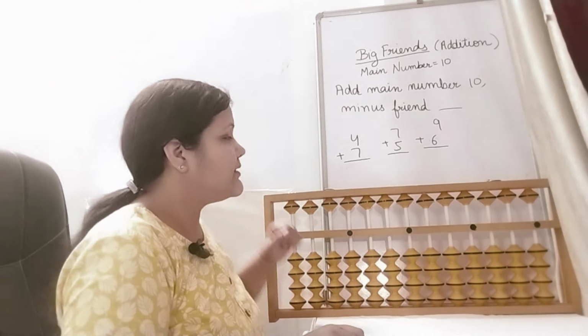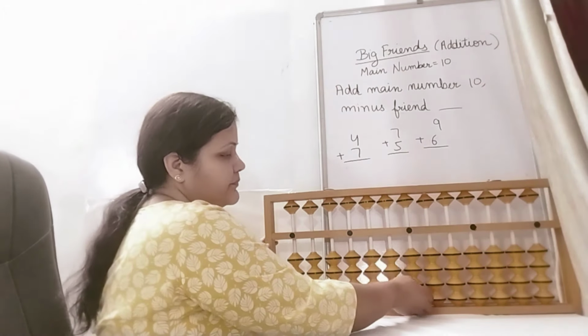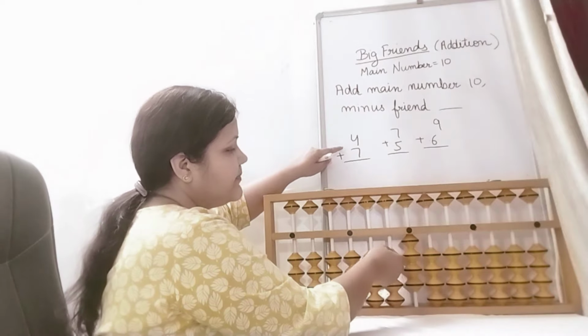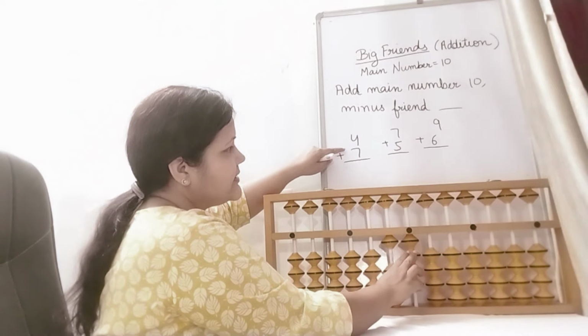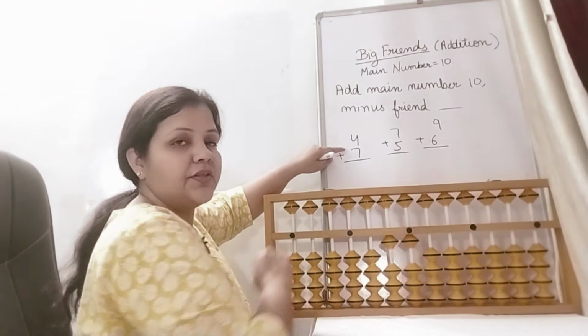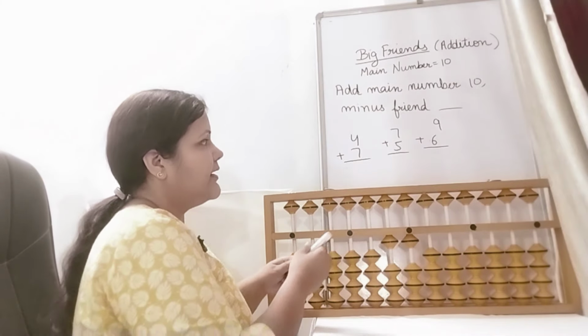Let's see a few more examples. 4 plus 7. That means add the main number 10 minus friend of 7, which is 3. So answer becomes 11.